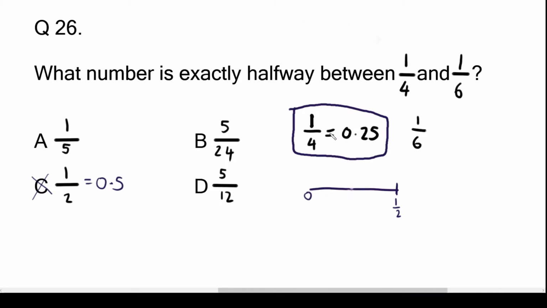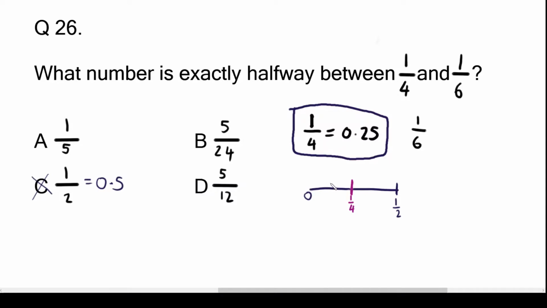What number is exactly halfway between a quarter and a sixth? All right, so a quarter is 0.25, so you should be remembering that fraction. A half is 0.5. Here's a number line between 0 and a half. A quarter is going to fall in there. So that's a quarter. And we're looking for what number is exactly halfway between a quarter and a sixth.